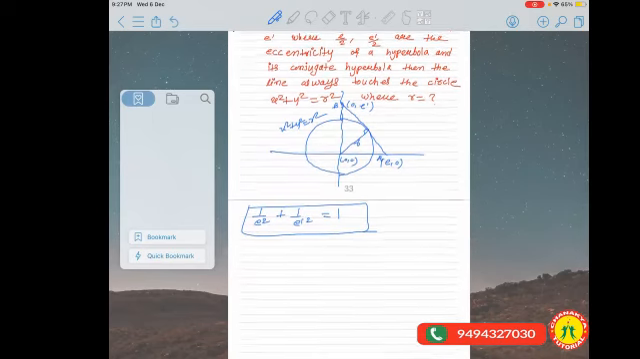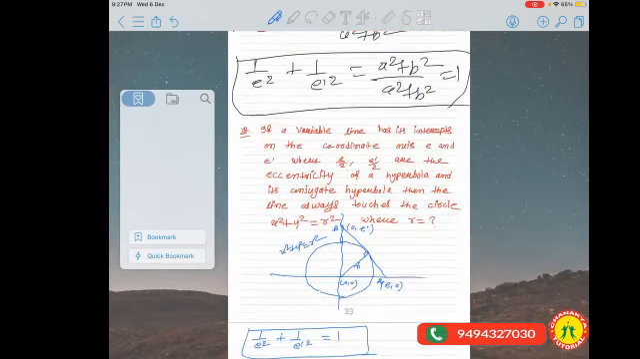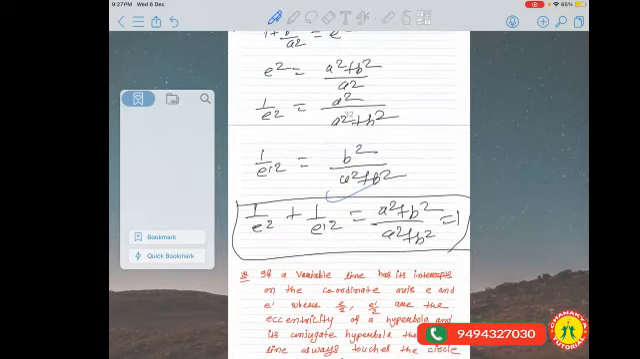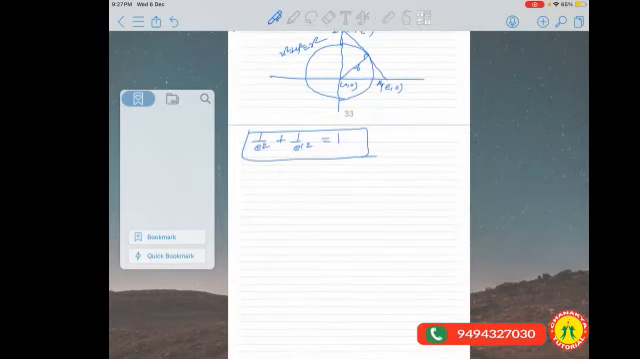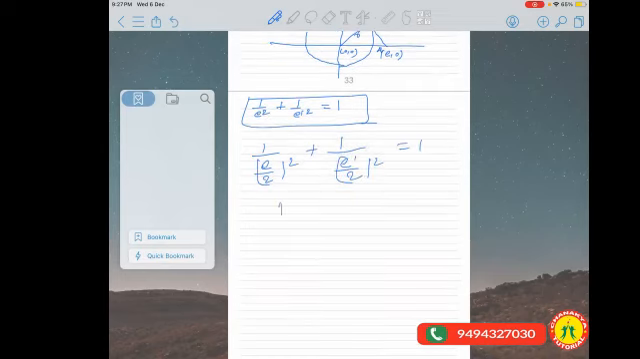We know now 1 by e square plus 1 by e dash square is equal to 1. अभी तो मैंने प्रूफ किया ना. So apply this. Get 1 by eccentricity of hyperbola is given as e by 2. So (e by 2) square plus eccentricity of the conjugate hyperbola (e dash by 2) square is equal to 1. So get 1 by e square plus 1 by e dash square is equal to 1 by 4.